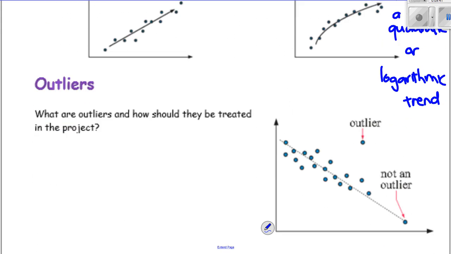Something to be wary of as well is outliers. What are outliers and how should they be treated in the project? Don't worry about that question yet. What are outliers? We're going to do a project. So, in your own words, feel free to write it. You don't have to write what I say.